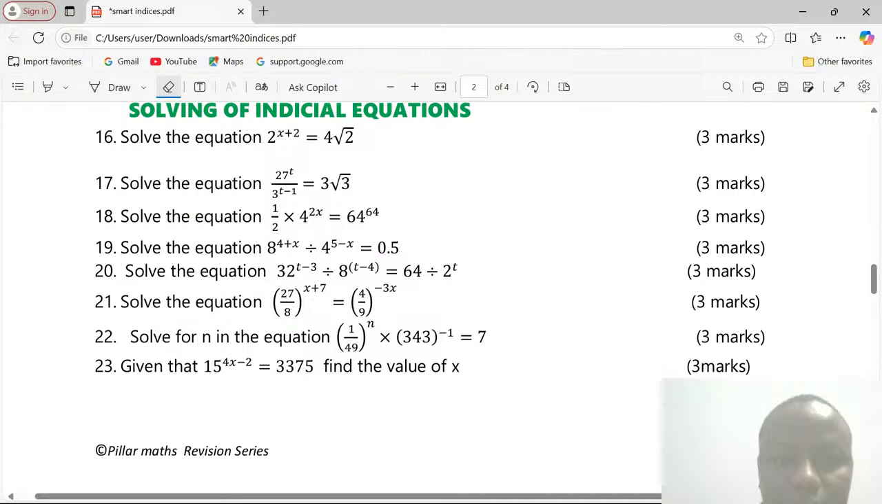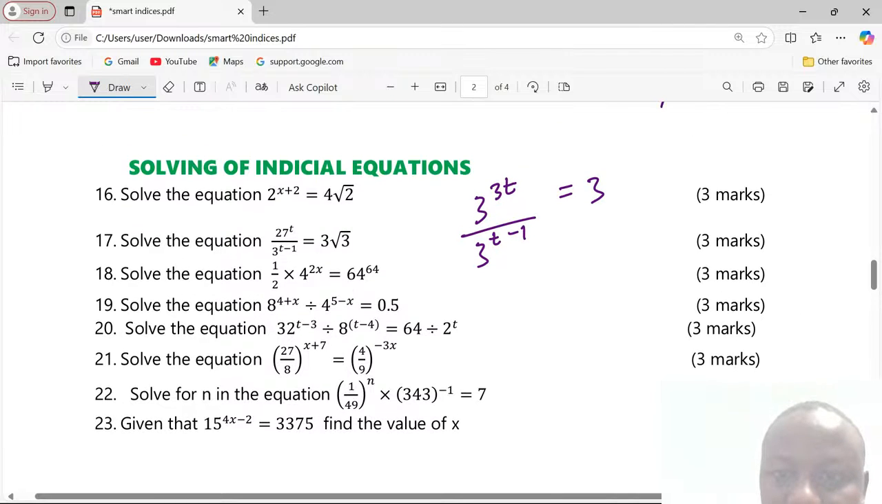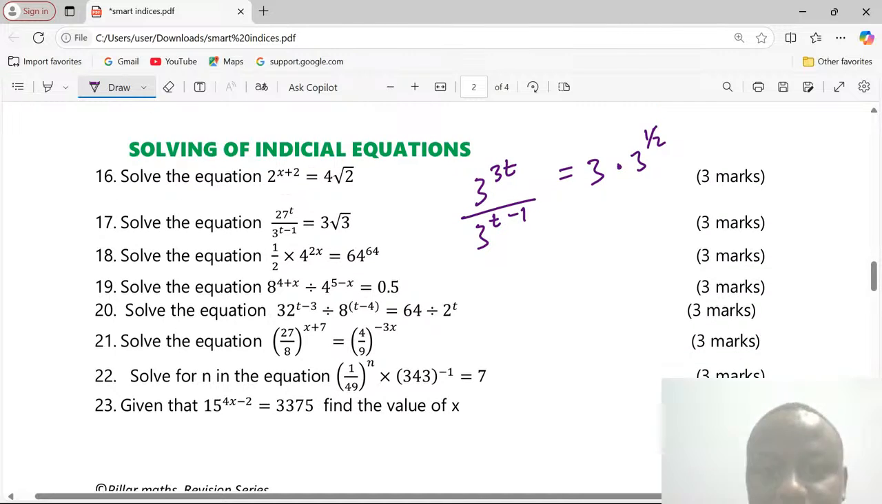That is number 17. We can look at 17, then we check a different question. I'll choose several for you. But at 17, we have 27 power t. 27 can be brought into the least base, which is 3 power 3. Then there will be 3t there, divided by 3 power t minus 1, equivalent to 3 power 1 multiplied by 3 power half, because the square root of 3 is 3 power half.